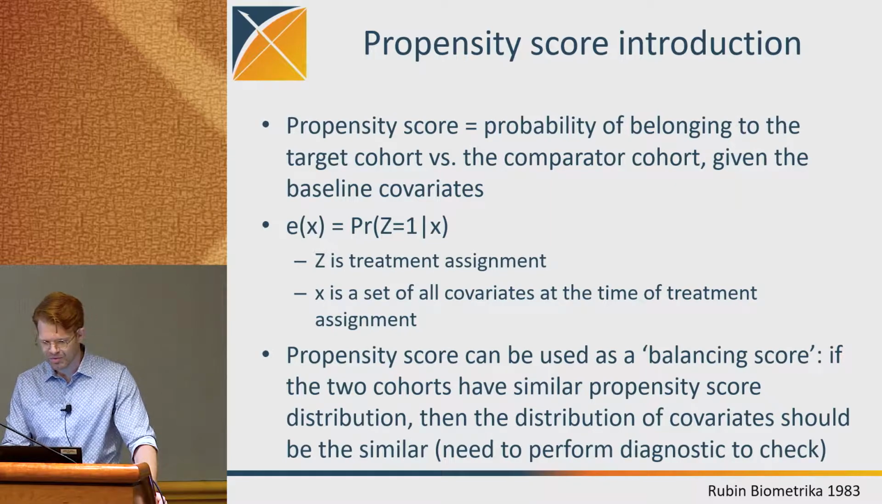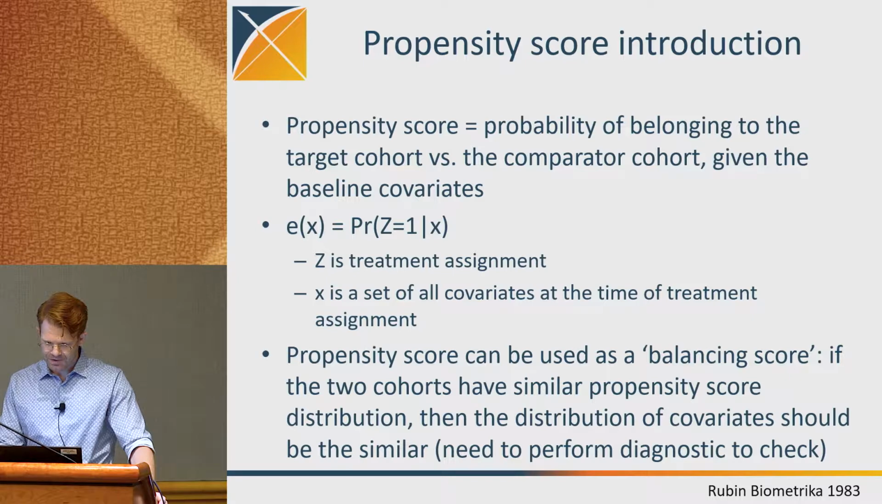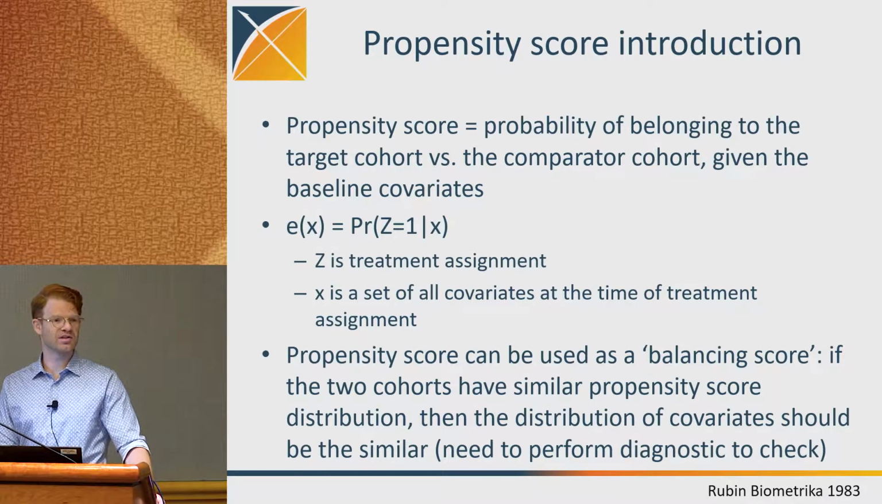This came from a Rosenbaum and Rubin paper back in 1983. And the idea is that each patient gets their own propensity score, and those with similar propensity scores are similar on all the characteristics that predict the treatment status, or at least the observed characteristics that predict treatment status.